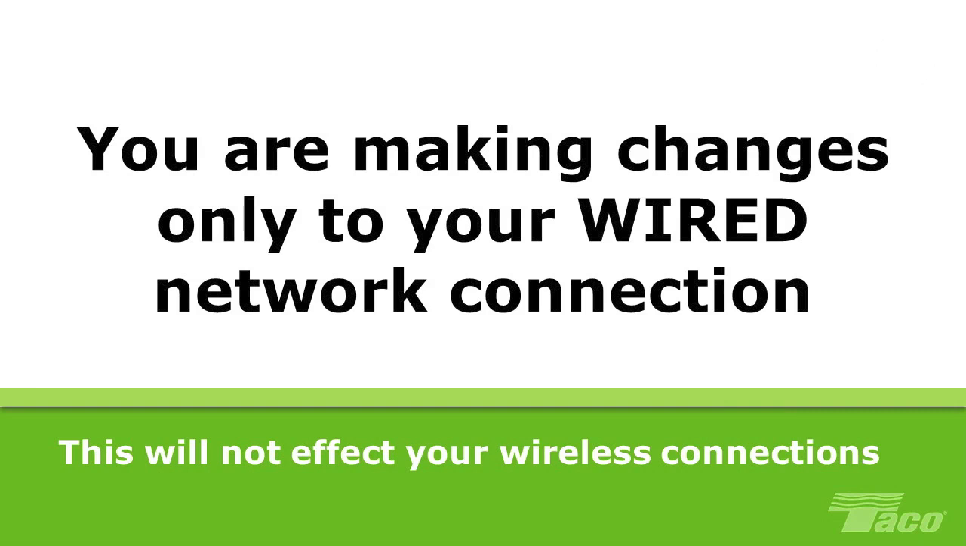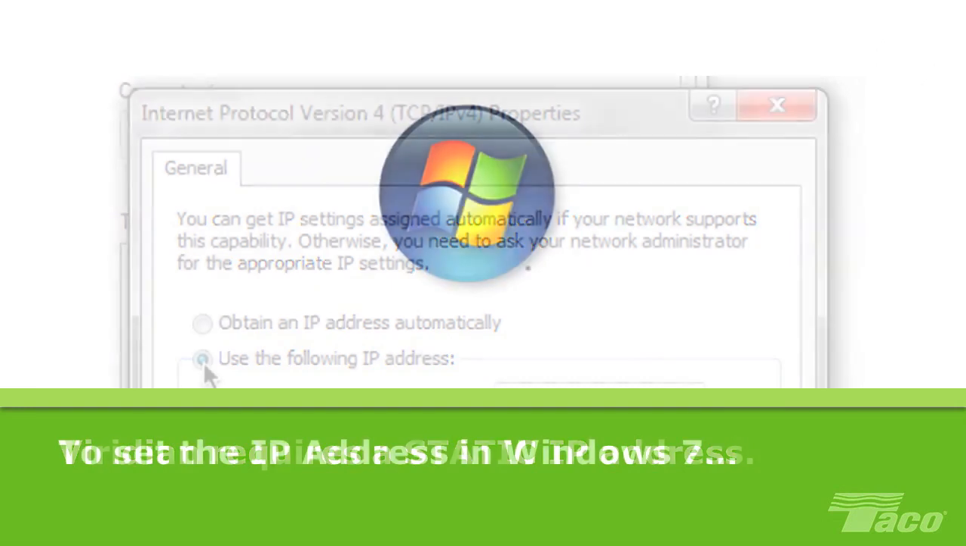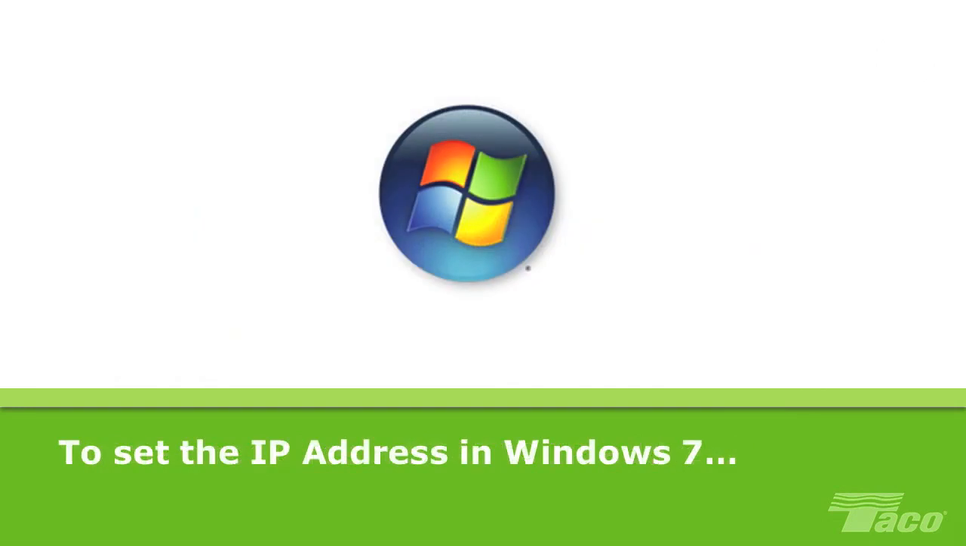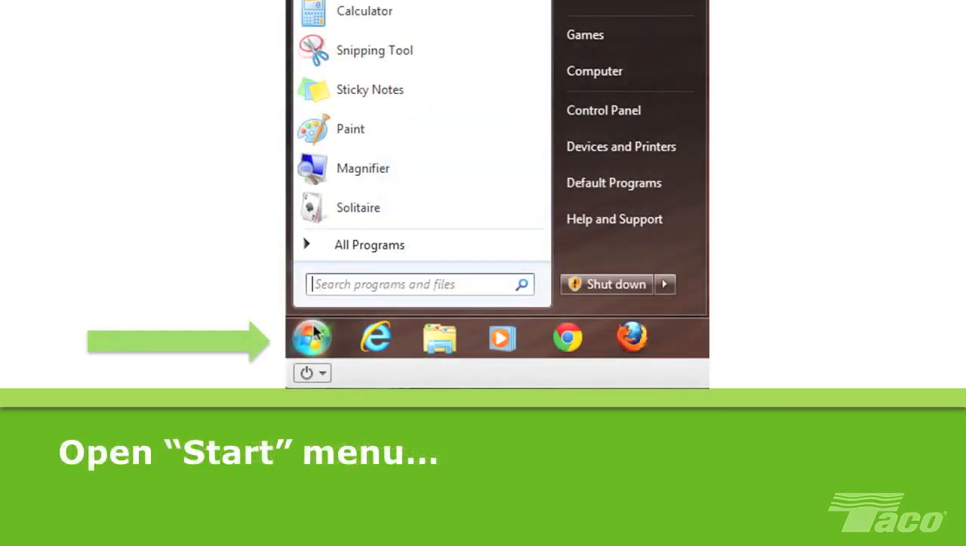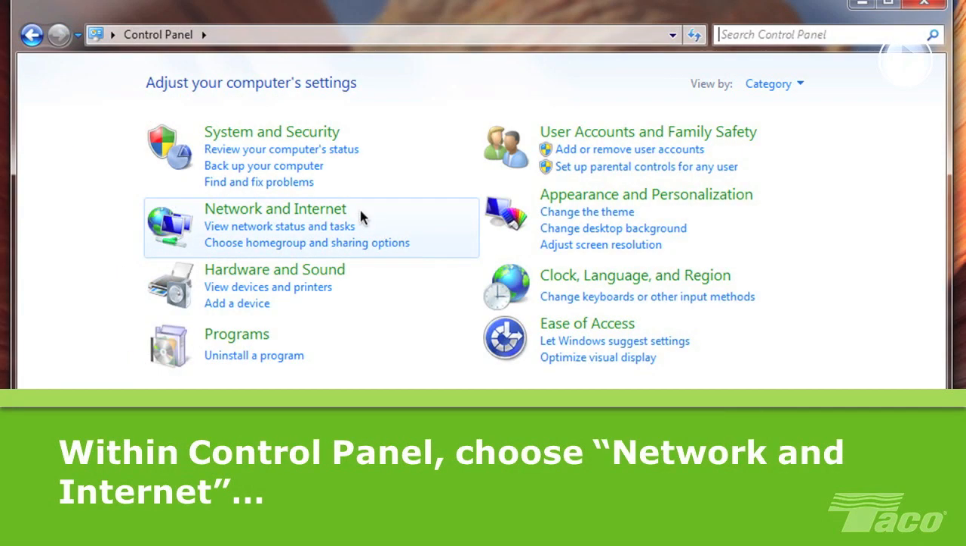Also, please note that Viridian requires a static IP address. Many internet providers generate a dynamic IP address for your computer each time you connect. Be sure you set a static IP address per the following instructions. To set the static IP address for one Viridian pump in Microsoft Windows 7, open the Start menu, then open the Control panel. Within the Control panel, choose Network and Internet. Then open the Network and Sharing Center.